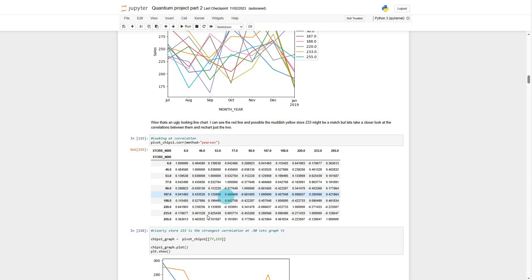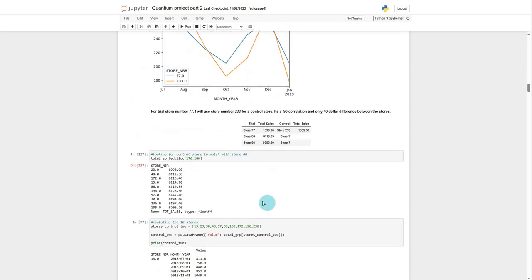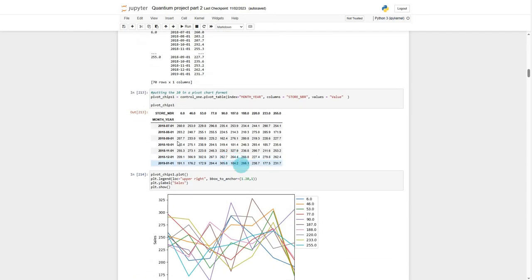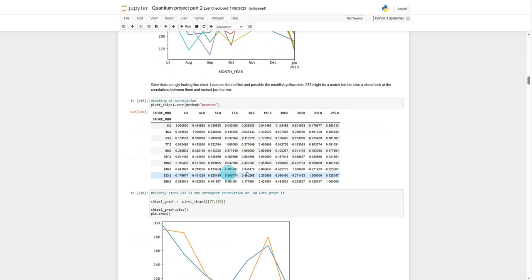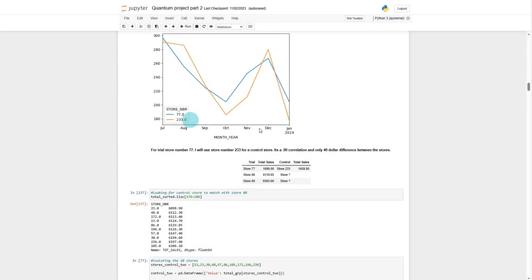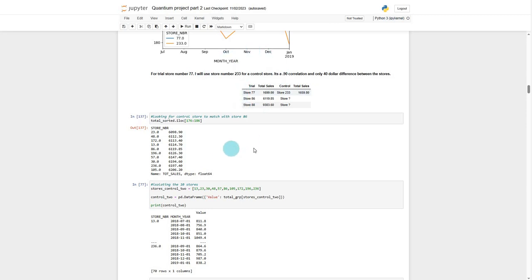So I did the Pearson's correlation test, and 233 had the highest correlation at 0.90. And then graphing that to see what it looks like during that period, it's very similar trending-wise. They both decline, and then they both spike up, and then decline again. So this is pretty close, and it's pretty close when it comes to total sales amount. So I decided to use control store 233 for the trial store 77 for its comparison. The trial store did 1699 in total sales, and the control store did 1659. So pretty close in total sales. Correlation-wise, they're very correlated. They have the same trend pattern with sales.